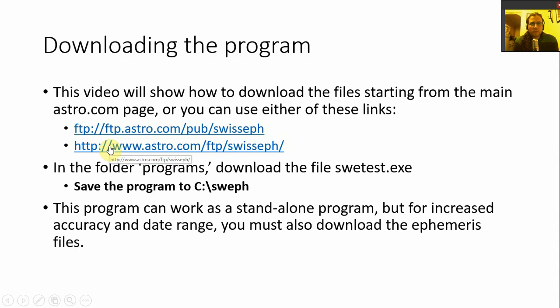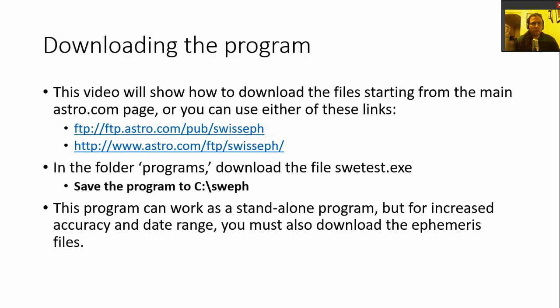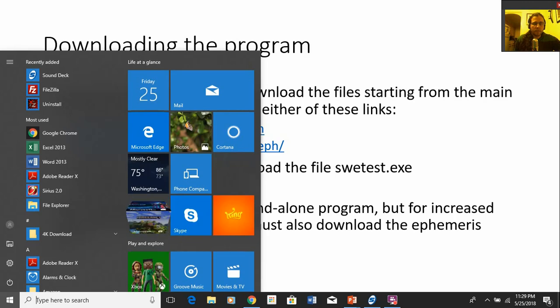This video will show how to download the file starting from the main astro.com page, or you could also use these links here. And we're going to save the program to a directory sweph on your main C drive. And if you save it to your main C drive, it's going to help you out because the program defaults the ephemeris files to that location. So this program can work as a standalone program, but for increased accuracy and date range, you must also download the ephemeris files.